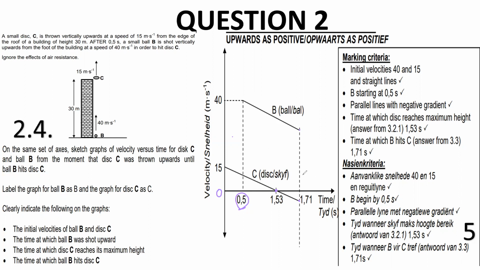Please remember that. And then show velocity in meters per second, time in seconds, for C, B, whatever they ask, we did show. So initial velocity for B and C, yes, here and here. And then the time at which pole B was shot up, so 0.5 is here. And then the time to reach maximum height, 1.53. And then when they touch each other, so when they come to the same position, 1.71. Whatever they ask in the question, we should show.